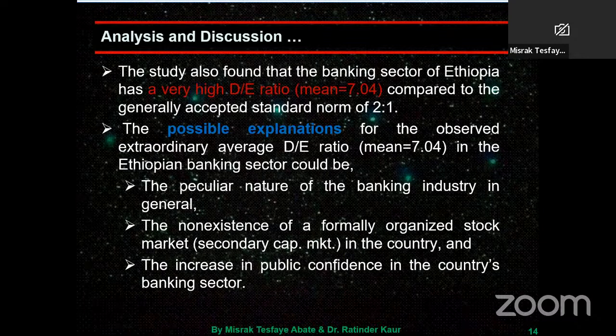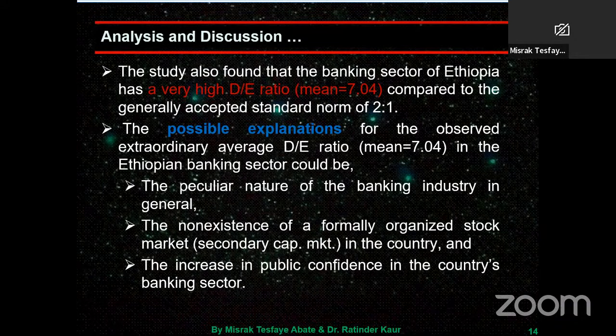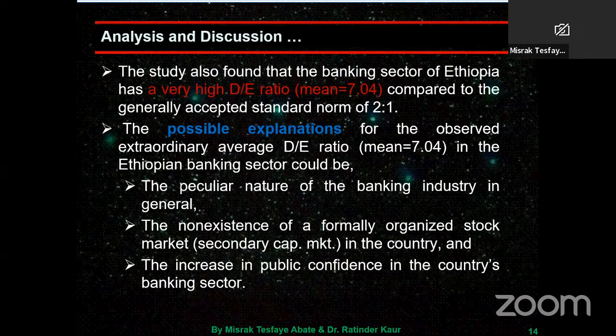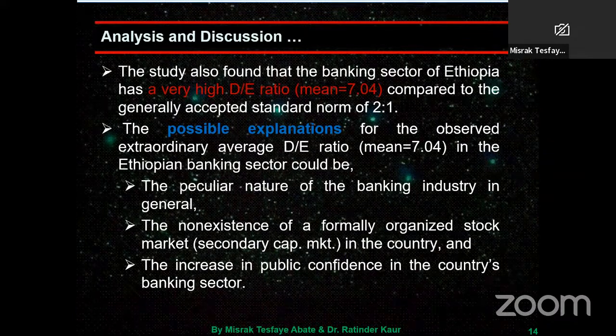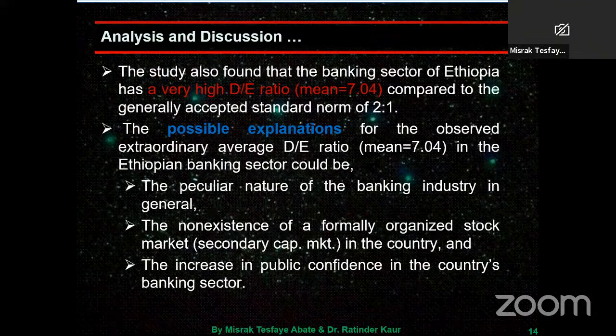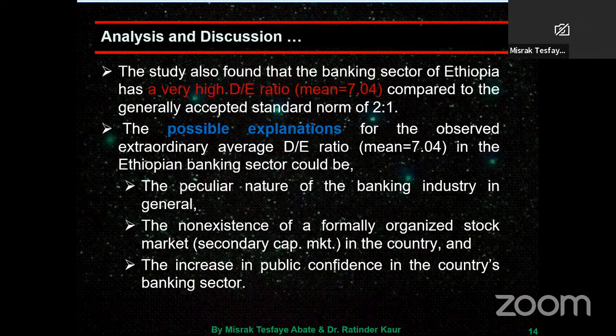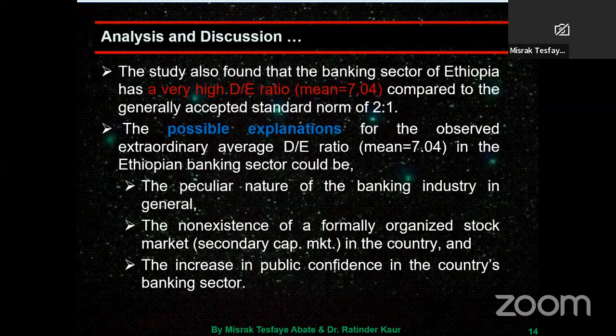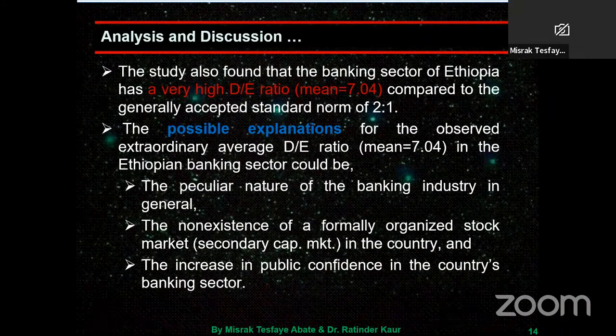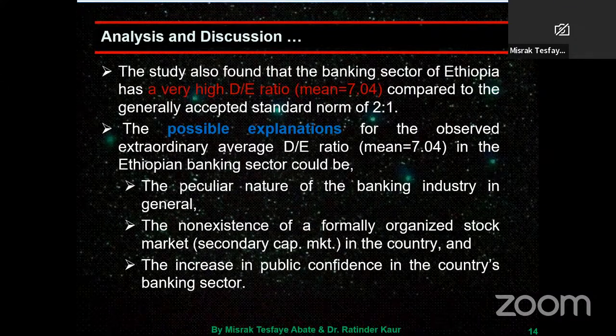One, the peculiar nature of the banking industry in general, because compared to non-financial firms, banks have a third source of normal financing, that is deposit financing, which non-financial firms do not have. The other possible explanation based on literature is the absence of a formally organized stock market or secondary capital market in the country. Ethiopia currently has no formally organized secondary capital market or stock market, so banks cannot easily access equity financing or equity funds. And the third, the increase from time to time in public confidence in the country's banking sector.